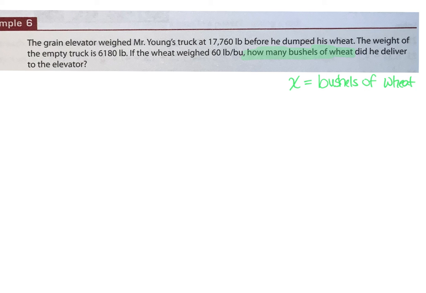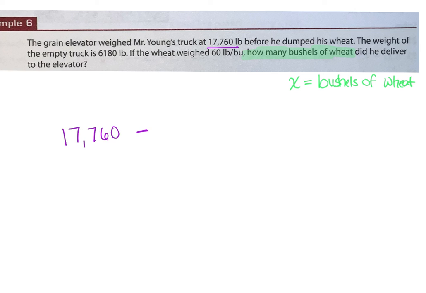So how much did this truck weigh initially with the wheat and everything? 17,760. That's how much it weighed. All right. He dumped wheat. Did he add or subtract weight when he did that? He subtracted weight. All right. We don't know how many bushels, but we know how much each one weighed. How much did each one weigh? 60. So how do I know the total weight of the wheat?